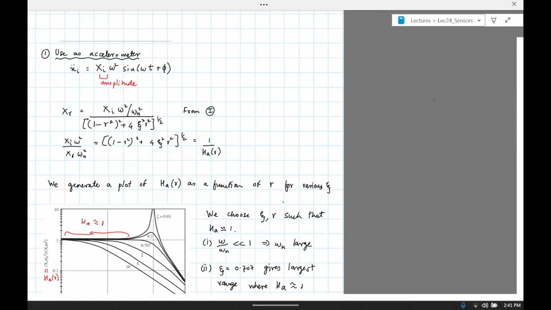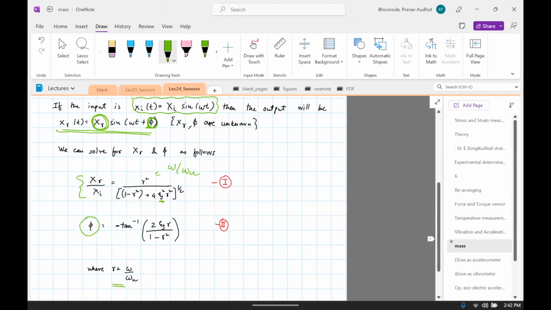Let's say we want to use this as an accelerometer. What we're interested in is, remember that xi was capital Xi sine omega t. We can differentiate this twice to get an expression which looks like this. Once you differentiate, this is the amplitude which we're interested in measuring. So what I do here is I rewrite this expression.